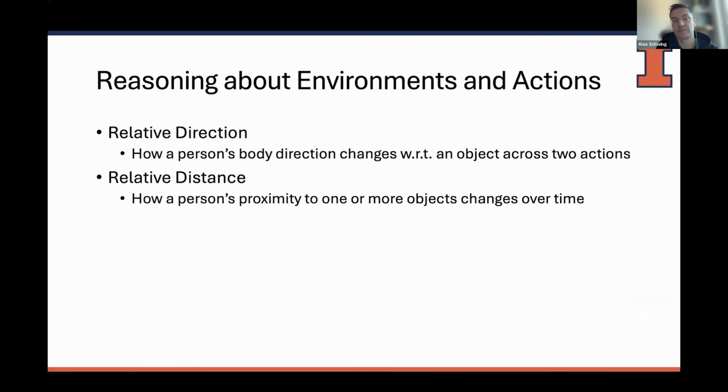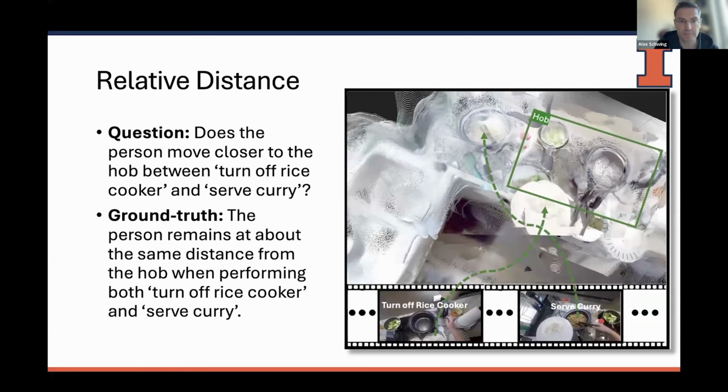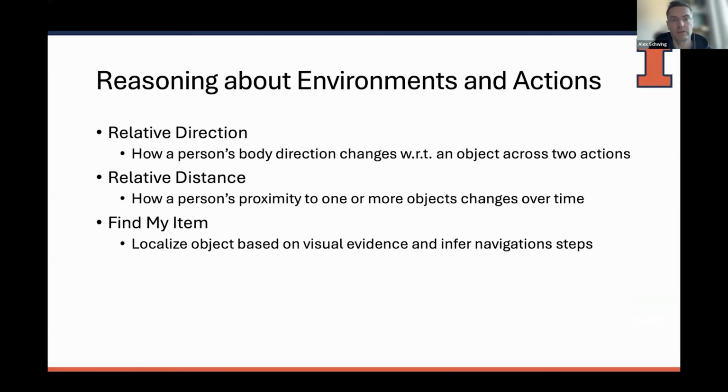Relative distance is a very similar task, but assesses how the person's proximity to one or more objects changes over time. And there is another example here, does the person move closer to the hob between turn off rice cooker and serve curry? And I also show the ground truth here, which in the interest of time I will not go through.